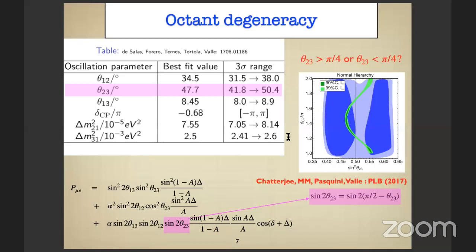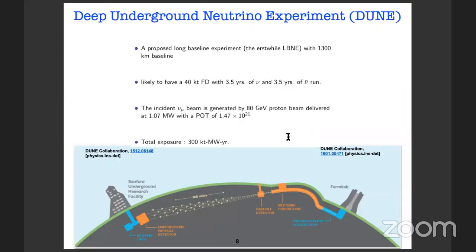Now, there are various upcoming new generation neutrino experiments which aim to focus on these three undetermined parameters, and also other physics goals, etc. So here I will discuss one such upcoming experiment, which is called the Deep Underground Neutrino Experiment, or DUNE.